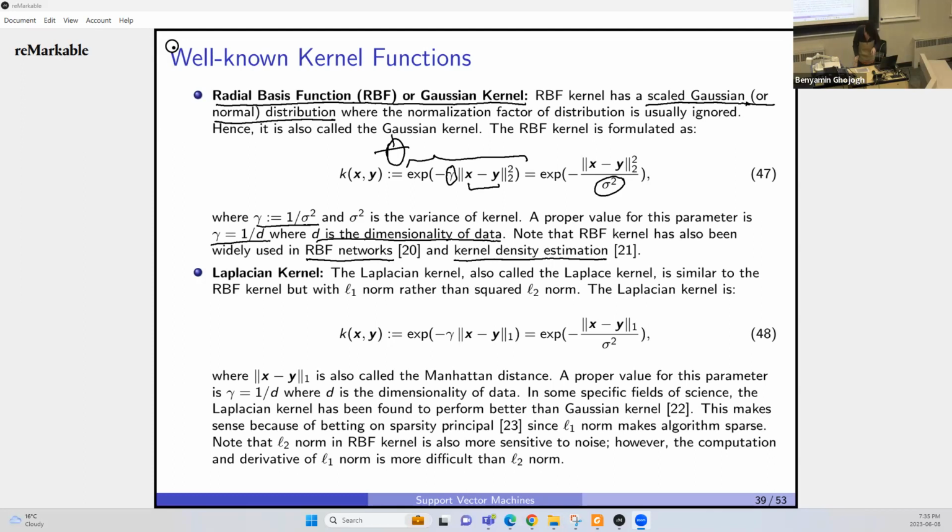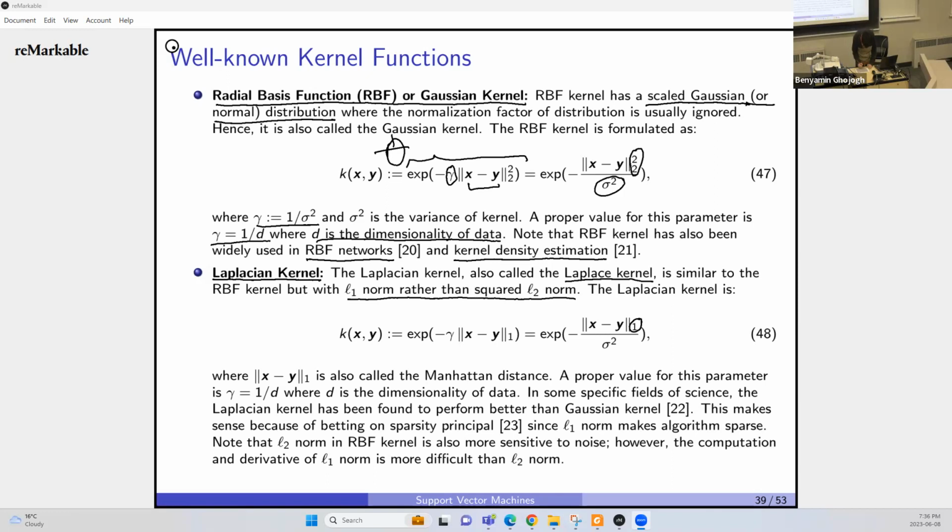So another kernel function is the Laplacian kernel. And what does it do? The Laplacian kernel, also called the Laplace kernel, is similar to the RBF kernel, but with the L1 norm rather than a squared L2 norm. So see here, I have the L1 norm, but here I have a squared L2 norm. And I think you know why people usually use the L1 norm: sparsity and distance, right? The L1 norm usually brings the idea of sparsity to our minds.